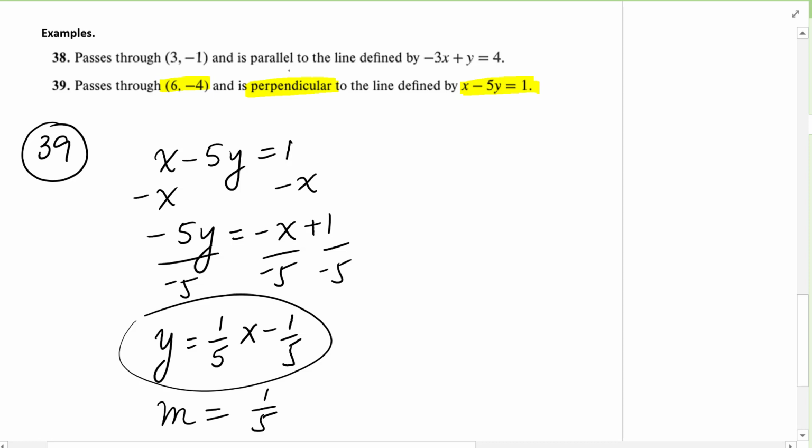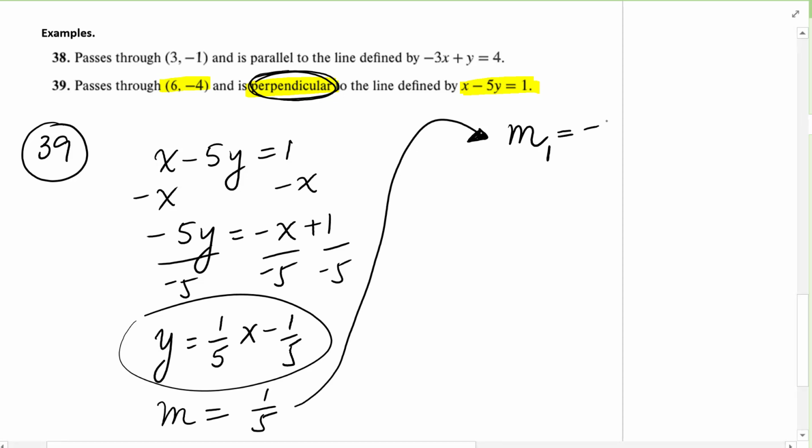Now I'm looking for another equation that is perpendicular to this one. The fact that this equation has the slope 1/5 tells me that the slope of the line that I want to find, let me call it m sub 1, is actually -5/1, or just -5. Opposite and reciprocal, because they use the word perpendicular.